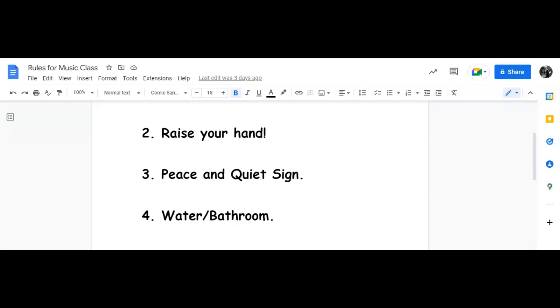Now, there's 2 signs I'm going to show you for going to get water or to go to the bathroom. Now, for water, here's what you're going to do. You are going to put 3 fingers up. All right, let's everyone try that. Put 3 fingers up in the air like you need to get some water. Okay, you put them back down.